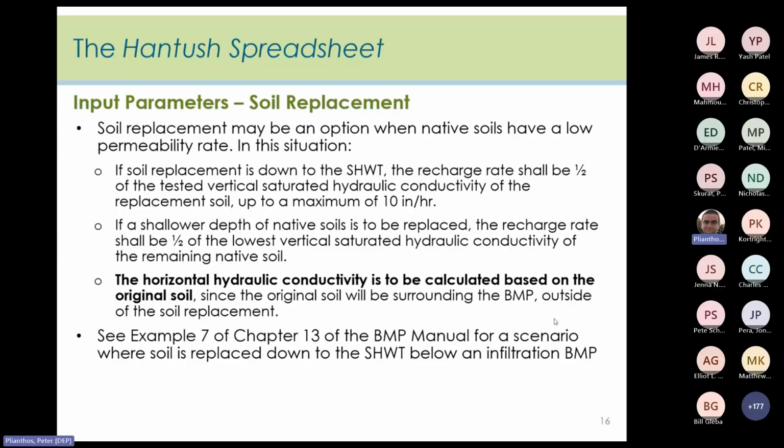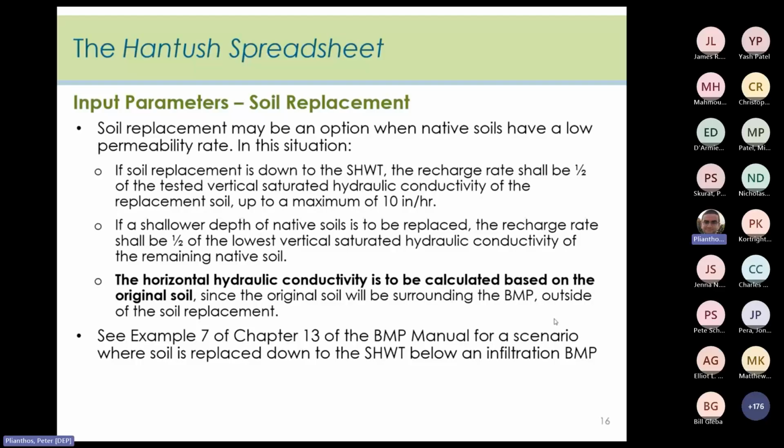When hydraulically restrictive soil layers are present below a proposed BMP, one solution may be soil replacement. Let's analyze how that may impact the input parameters. In the situation where the soil is replaced all the way down to the seasonal high water table, there are a couple of things to note. The recharge rate shall be 1/2 of the tested vertical hydraulic conductivity of the soil replacement media, up to a maximum of 10 inches per hour.